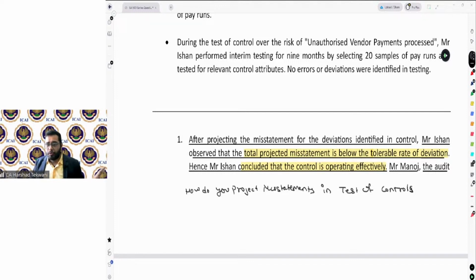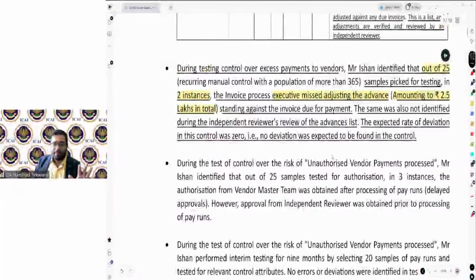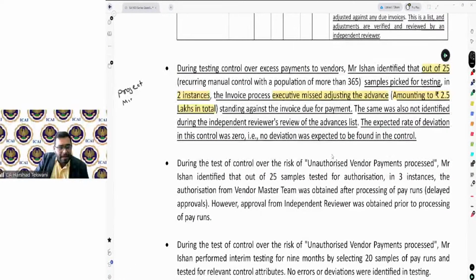I have a test of control over here. I have identified the amount. How will I project this misstatement? If I have to project misstatement, how will I do it? POC, projection of misstatement. How will I project misstatement identified during test of control?